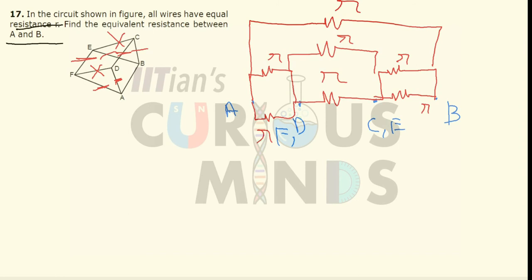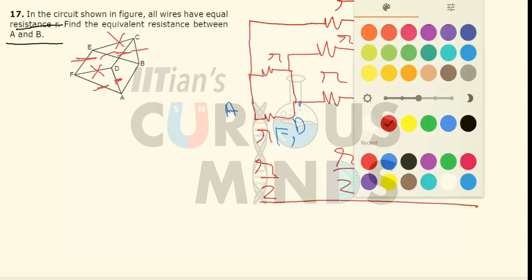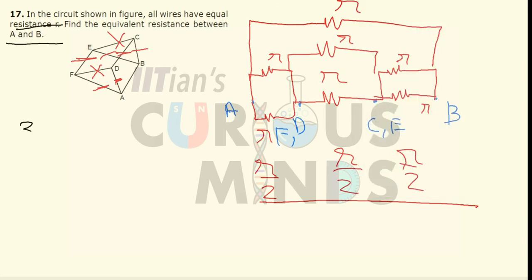We have to find out the equivalent resistance in this case. So R plus R in parallel will be equal to R by 2. This will be equal to R by 2, this will be equal to R by 2, and this resistance will be equal to R by 2. This resistance over here will be equal to R by 2. So all these three resistances are in series, so the equivalent resistance in this case will be equal to 3R divided by 2.